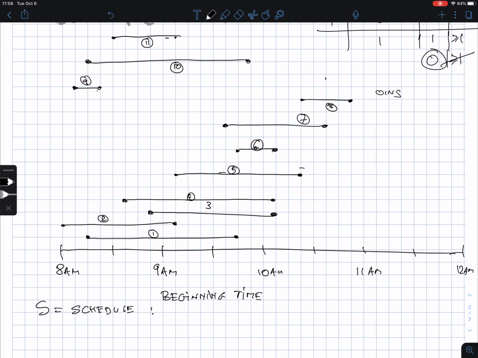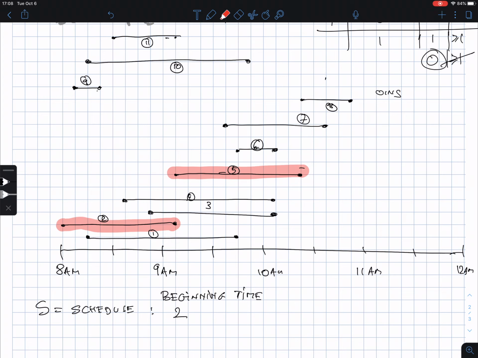So what would I put first? Well, 2, right? I would put 2 first because 2 would start first. Now I look at what's the next one I can use that is still compatible with 2. It's clear that some of them are no longer compatible. They overlap with 2. So what is the earliest starting talk that is still compatible with 2? That seems to be 5, right?